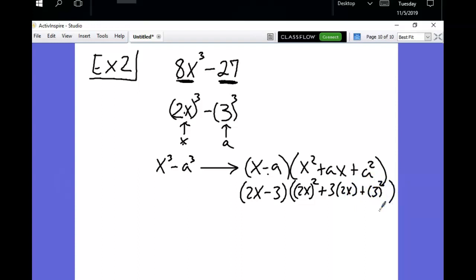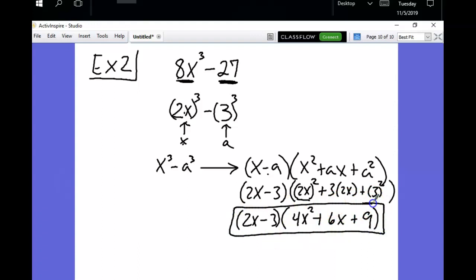We need to simplify this one a little bit more. If we square 2x, we get 4x squared. If we multiply here, we get 6x. And if we square 3, we get 9. So that's how you factor a difference and a sum of cubes.